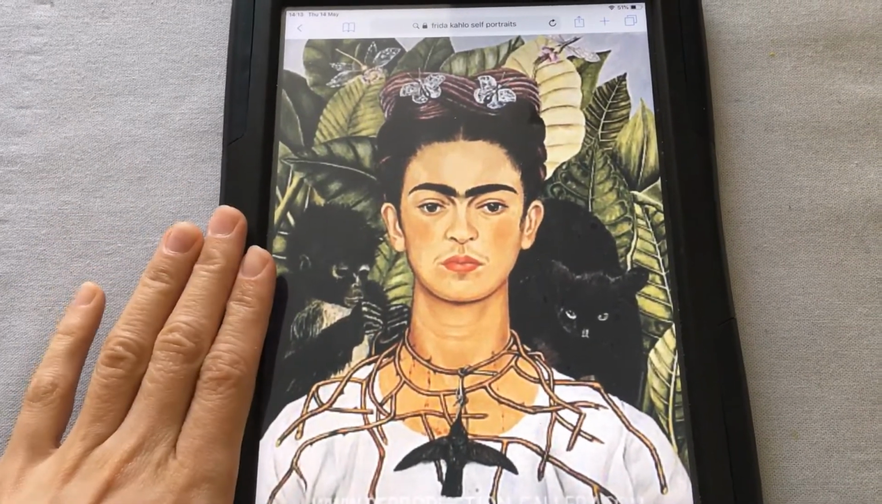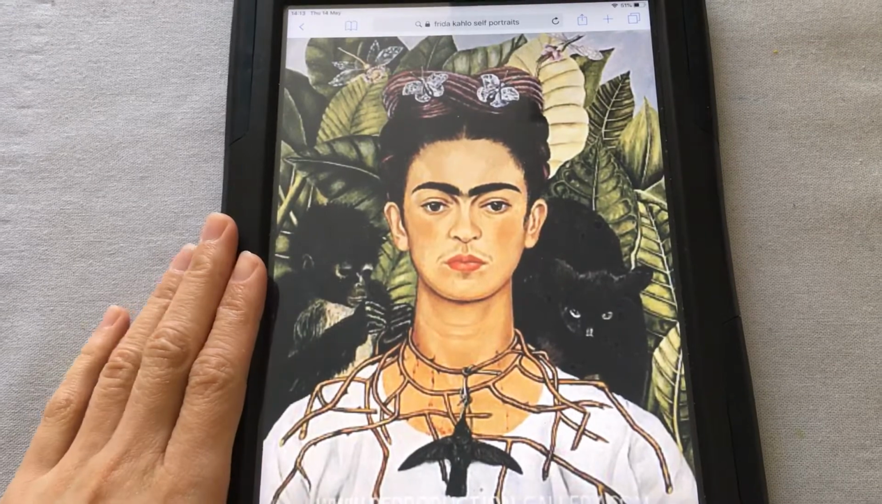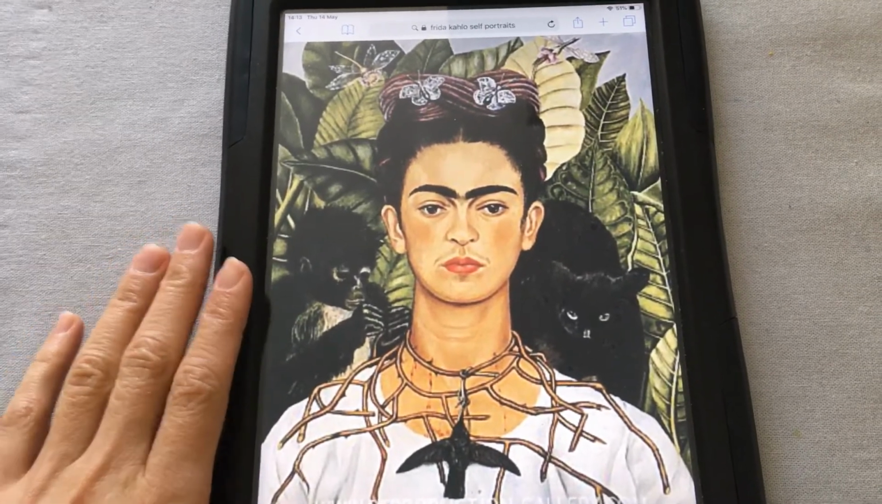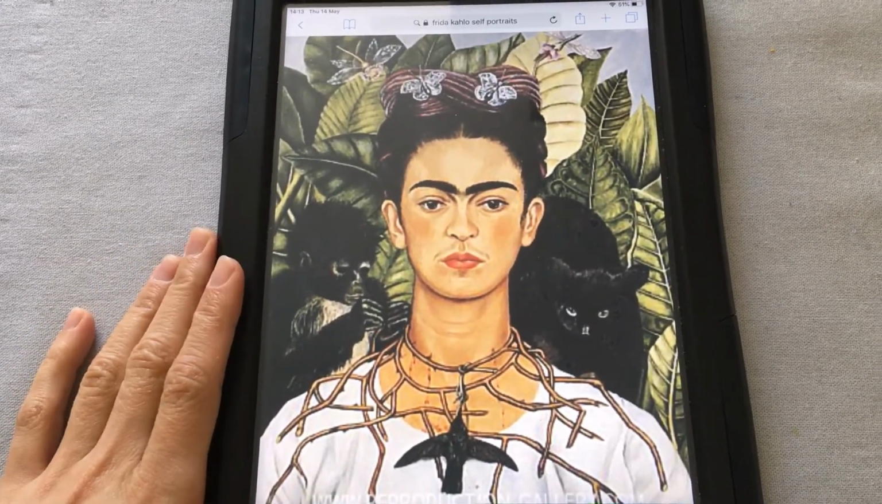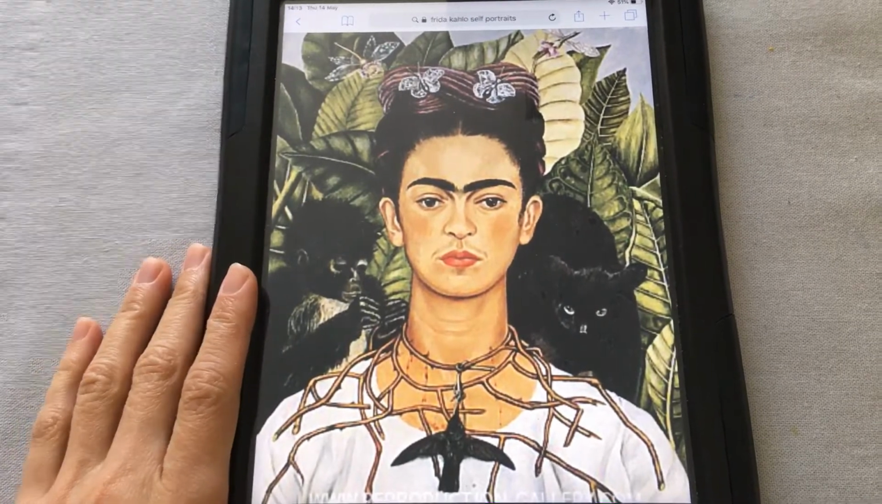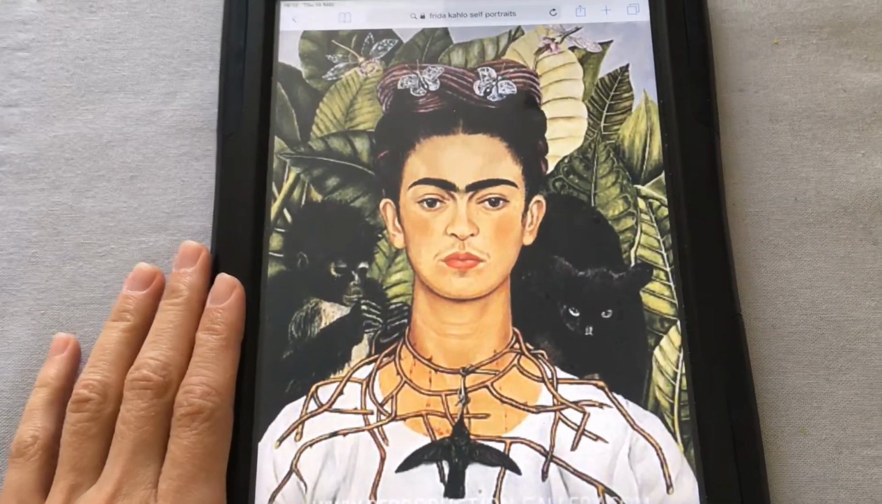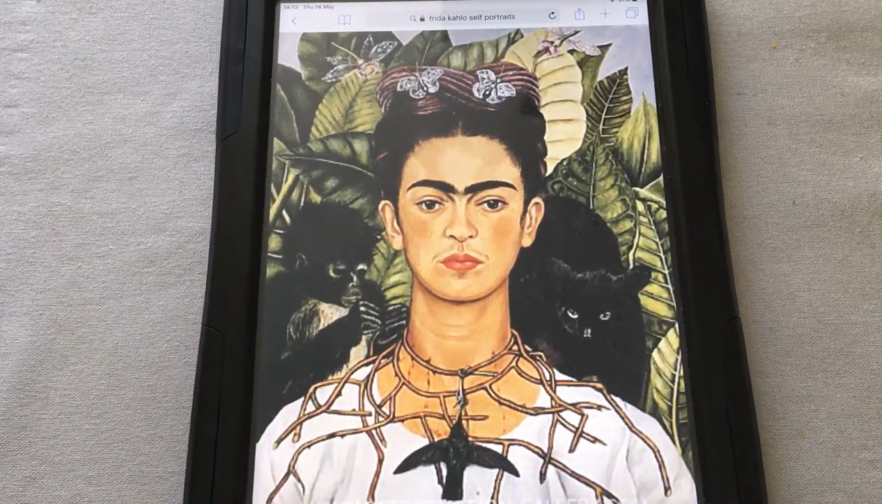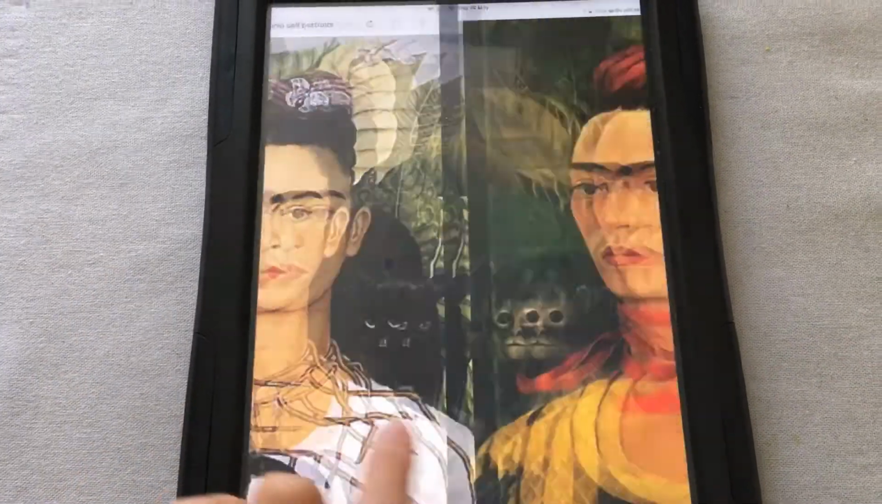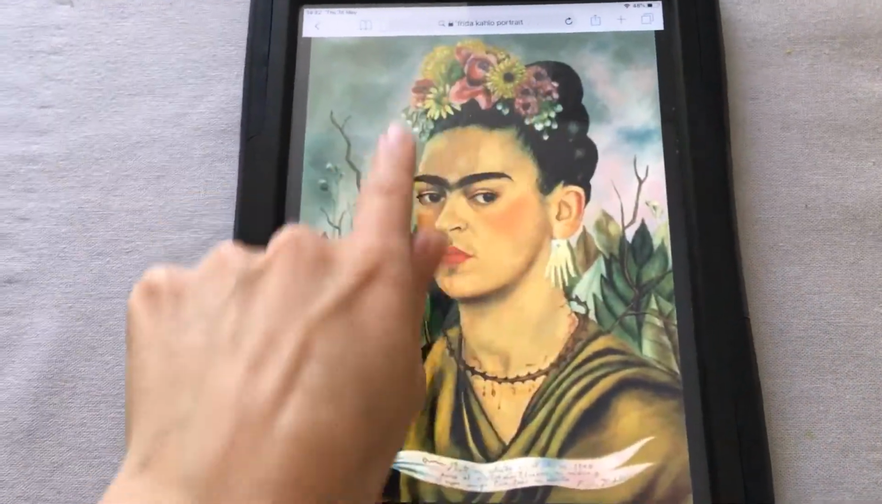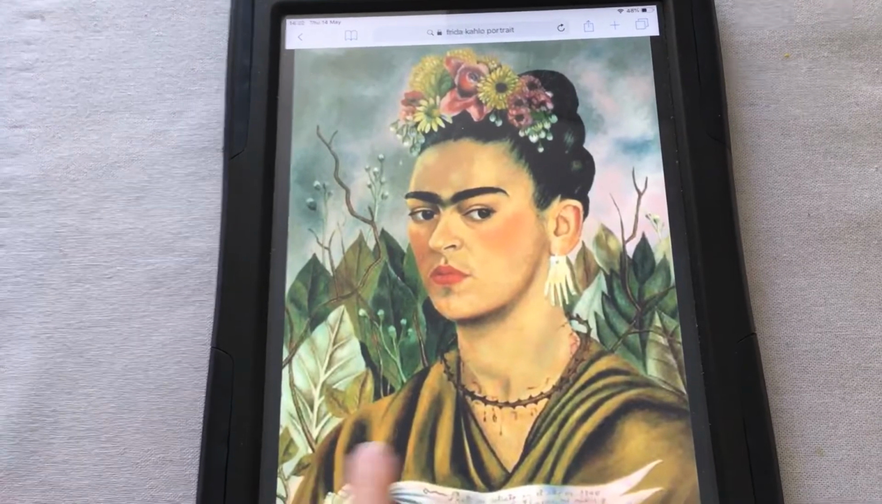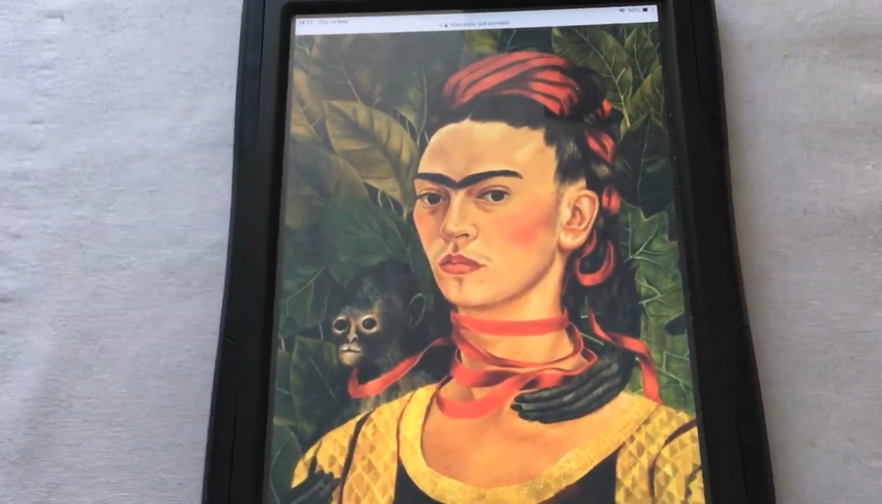Now, this is a self-portrait of Frida Kahlo here. She was a Mexican artist who was born just over 100 years ago. She died in around 1950. And she was really famous for creating self-portraits that were full of colour, full of interesting things to look at. So you can see she often would cover herself in flowers, wrap herself up in brightly coloured fabrics.